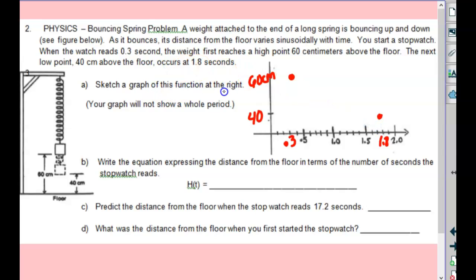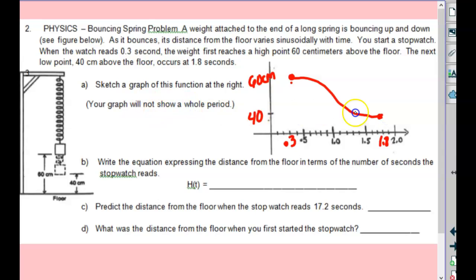Sketch a graph of this function. Now, if that's a high and that's a low, is that a period? No. Assuming that there's no friction, it will continue to go back and forth between those. So can we figure out what a period is? Because this is half a period. Everybody get the idea that's going on here?